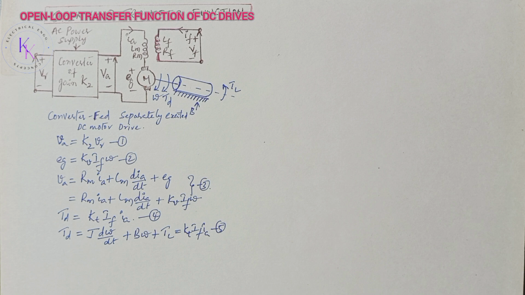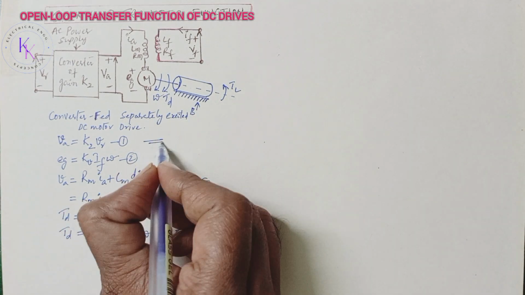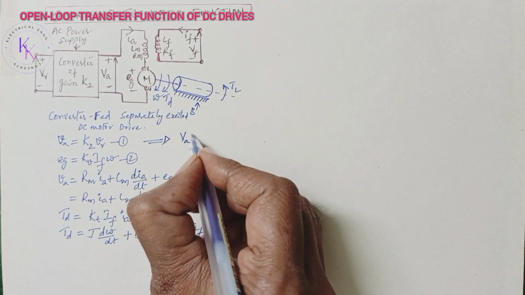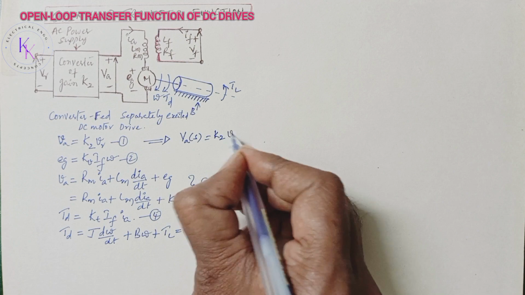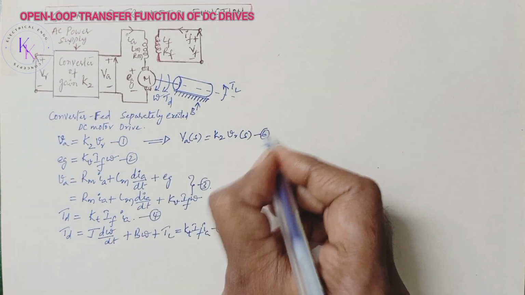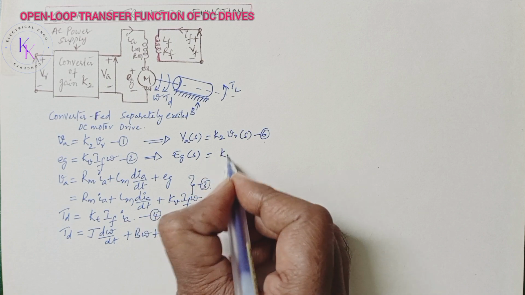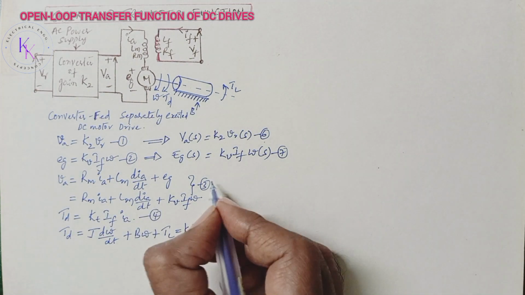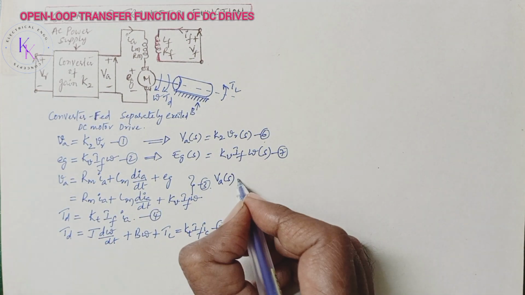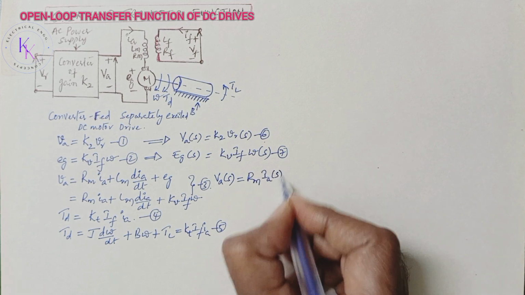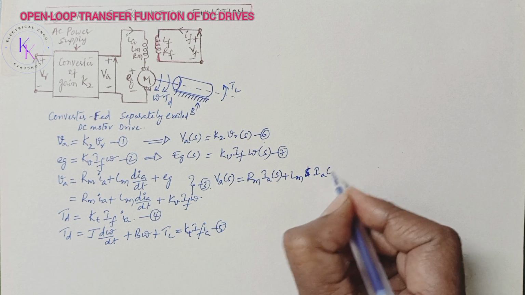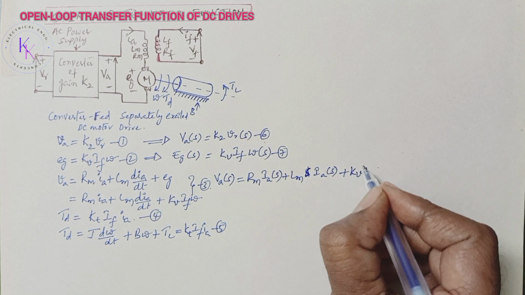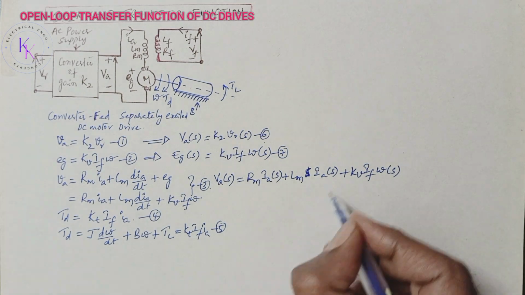The transient behavior may be analyzed by changing the system equations into Laplace transformations with zero initial conditions. Then these equations transform into Laplace equations: VA of S equals K2 VR of S, the sixth equation. EG of S equals KV IF omega of S, let it be 7. Then VA of S equals RM IA of S plus LM S IA of S plus KV IF omega of S. Let this be equation number 8.